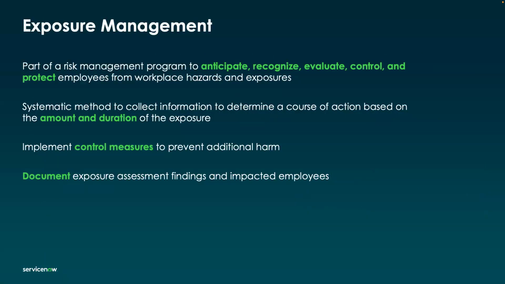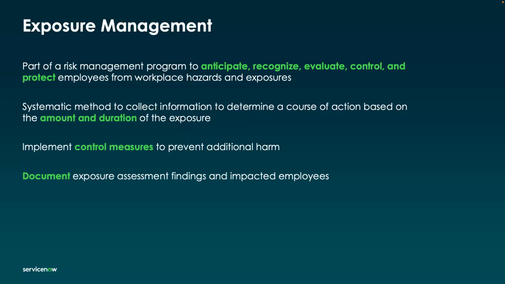So once you know what an exposure is, you then will start to walk through your exposure management. So exposure management essentially is a part of the risk management program. And the goal of this is to anticipate, recognize, evaluate, and control and protect employees from workplace hazards. First, you need to determine, are there exposures present for the employee? Can it negatively impact our employee here? So then you'll go into this phase of recognizing, where are the exposures, what are the sources, how are they impacting the employee? Then you'll evaluate, what is the duration, what's the level, what would be the impact on an employee's health if this exposure were to continue or to be there over time.